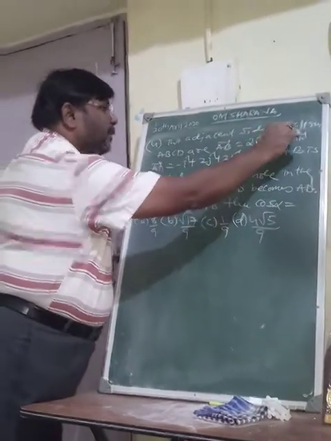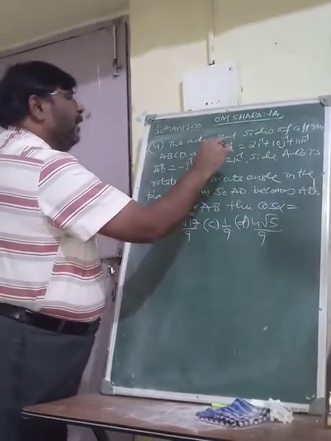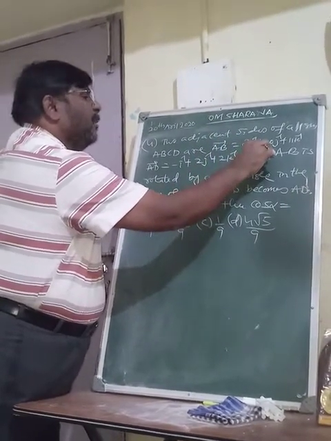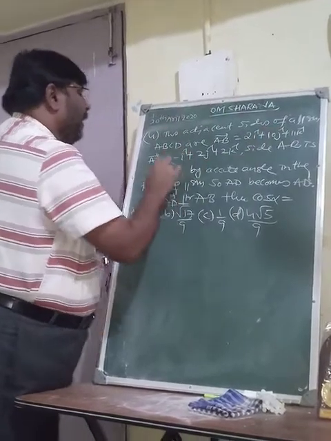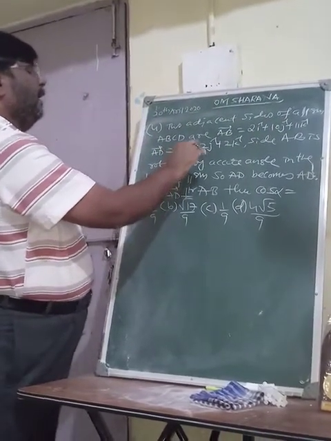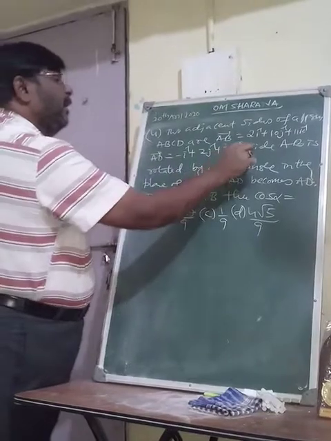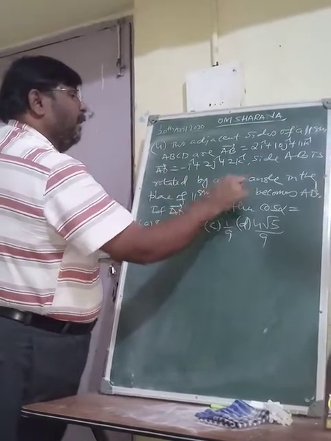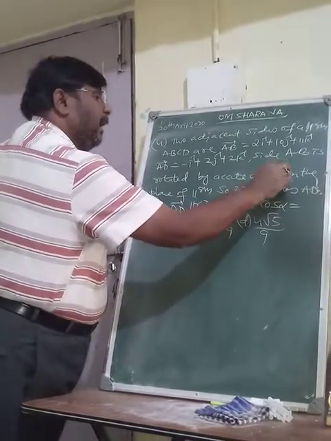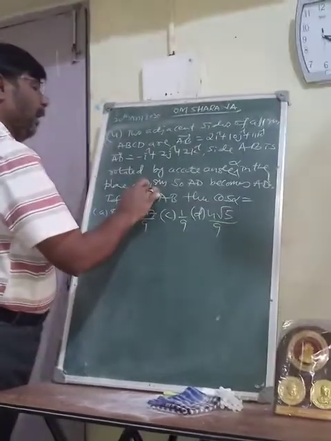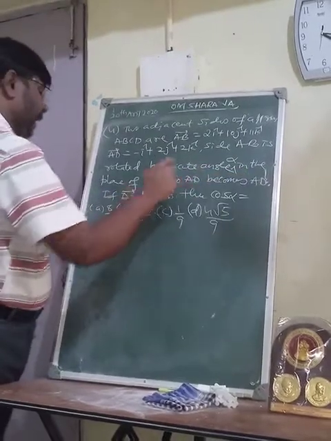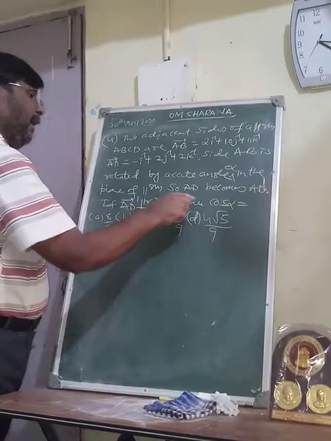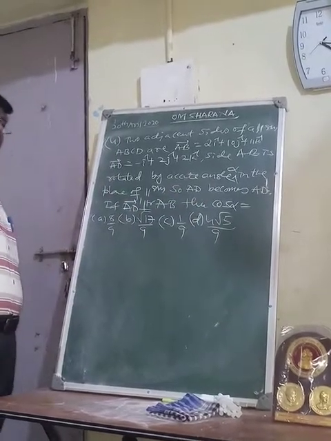Two adjacent sides of a parallelogram ABCD are AB, vector AB equal to 2i plus 10j plus 11k, and vector AD equal to minus i plus 2j plus 2k. Side AD is rotated by an acute angle alpha in the plane of the parallelogram, so AD becomes AD dash. If AD dash is perpendicular to AB, then the value of cos alpha is.